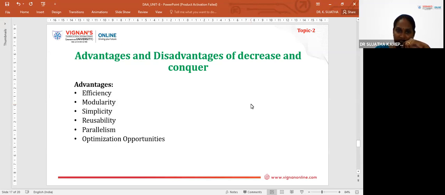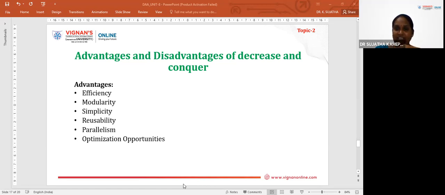In this session, we are going to discuss advantages and disadvantages of decrease and conquer algorithm design strategy of module 8. Coming to the decrease and conquer algorithm design strategy, it is a general problem solving strategy in computer science, and it involves breaking down a problem into smaller subproblems, solving these subproblems independently, and then combining the solutions to solve the original problem.